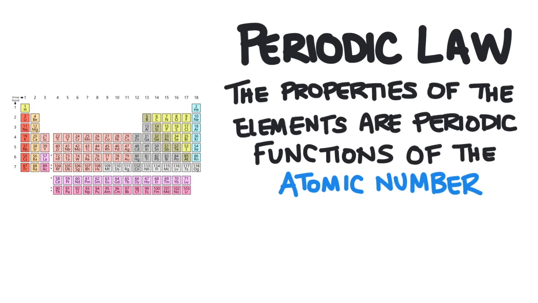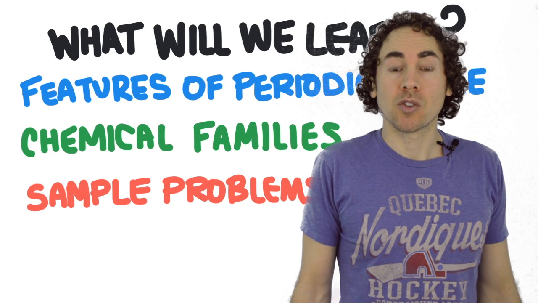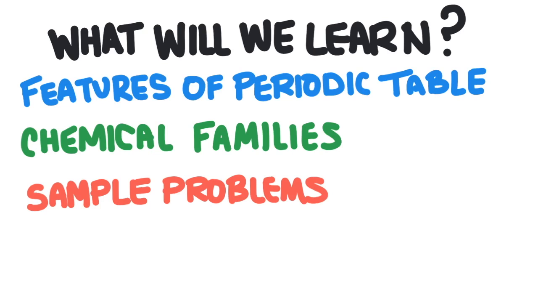For example, the properties of elements in the same column are going to be similar to one another. So what are we going to learn in this video? First, we will learn the main features of the modern periodic table. Then we will learn about some of the chemical families on the periodic table. At the end of the video, there will be a few problems for you to check your understanding.